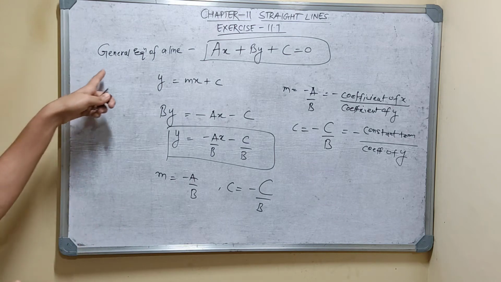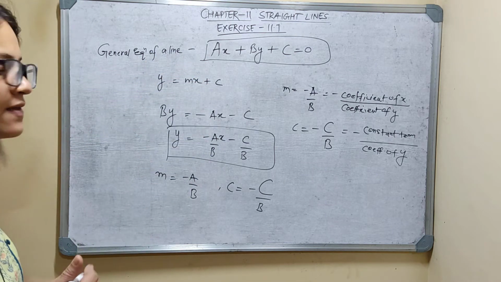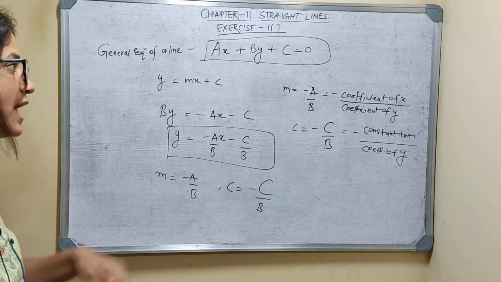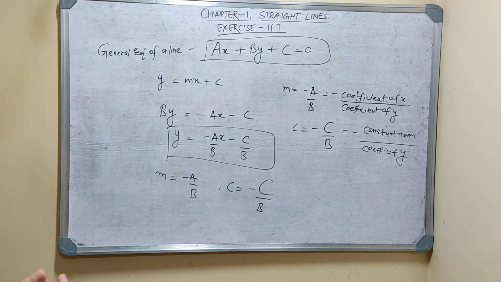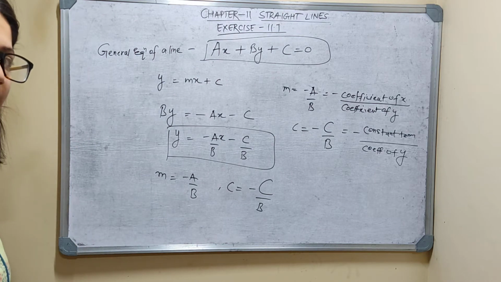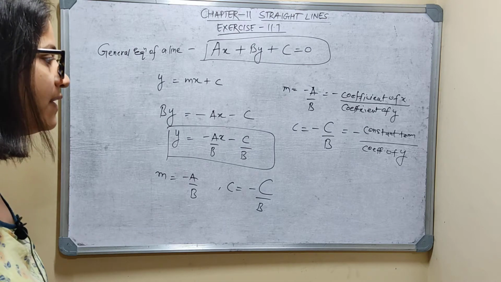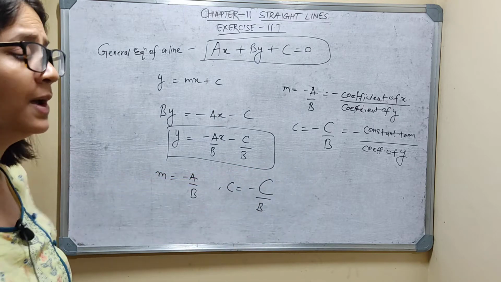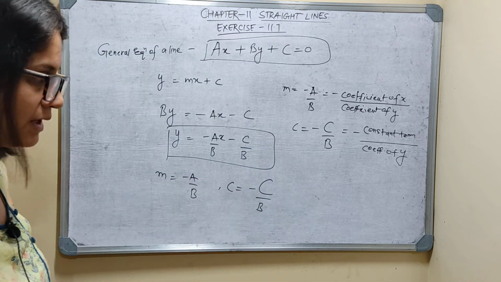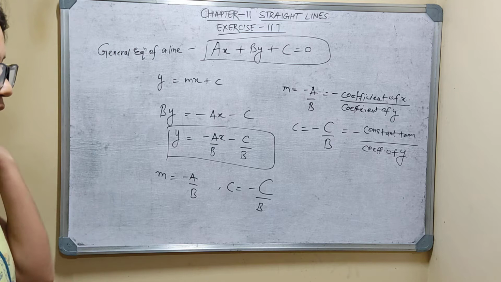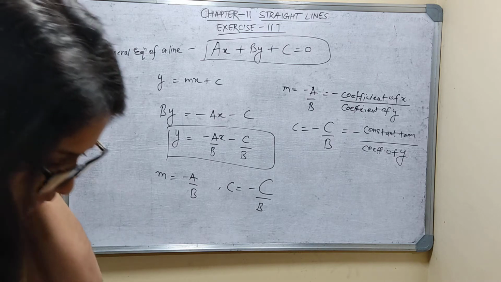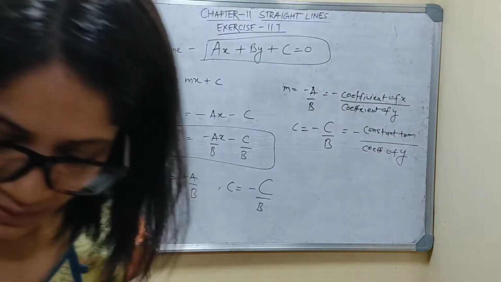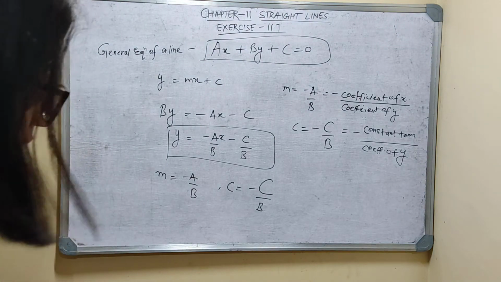You have to reduce the general equation in the form y is equal to mx plus c. Or if they directly ask from this equation, you tell me what is the slope, you can write m is equal to minus a upon b, that is minus coefficient of x upon coefficient of y, and c is equal to minus capital C upon capital B, that is the intercept. It is minus constant term upon coefficient of y. So this way we have reduced the equation into y is equal to mx plus c form.